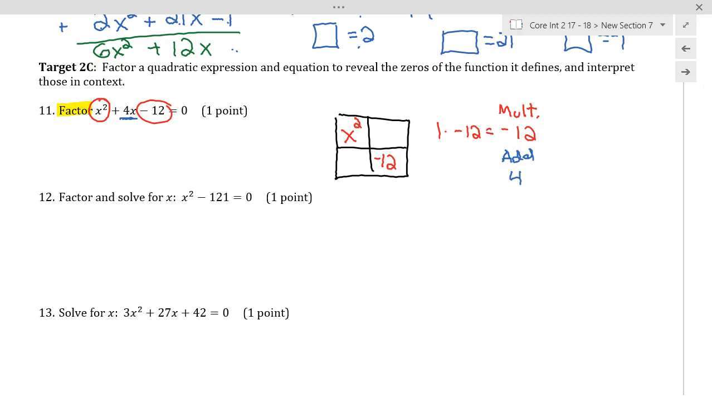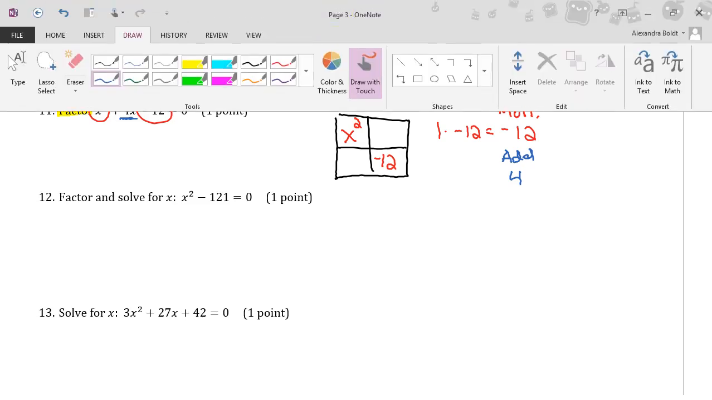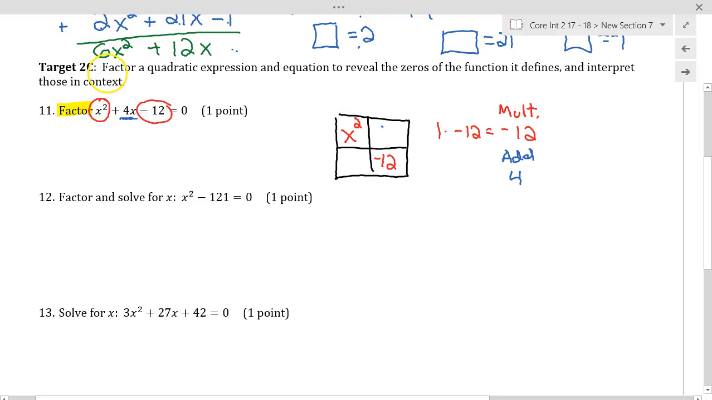Again, you can use your factor chart or a multiplication table. What multiplies to negative 12 but adds to 4? You can come up with the two numbers as positive 6 and negative 2. 6 times negative 2 is negative 12. 6 plus negative 2 is 4.